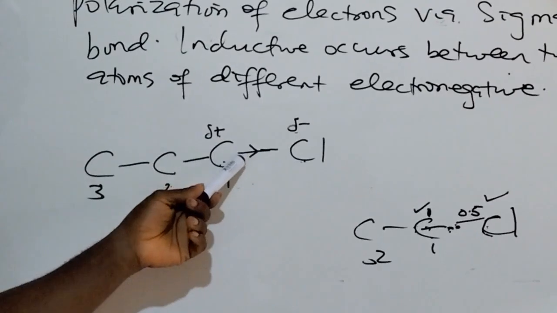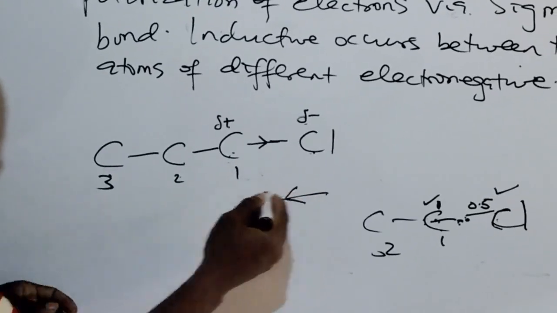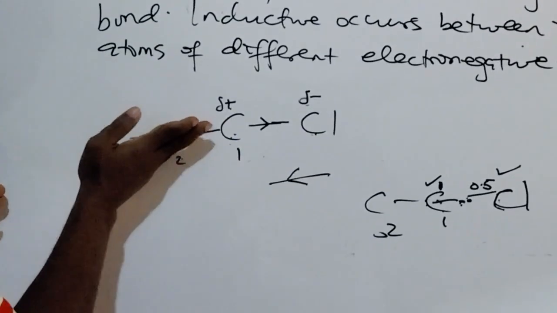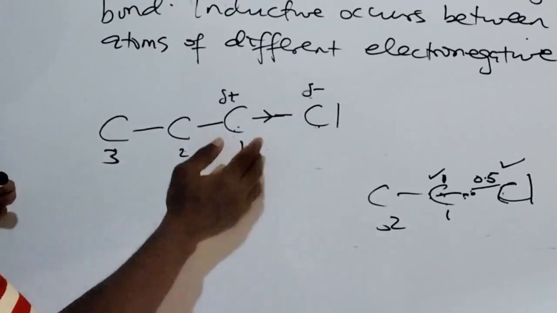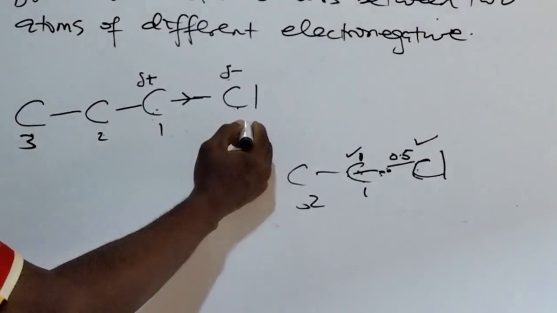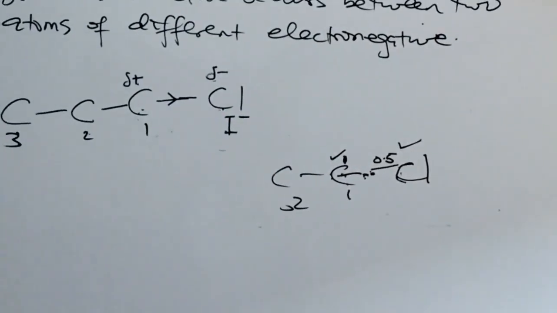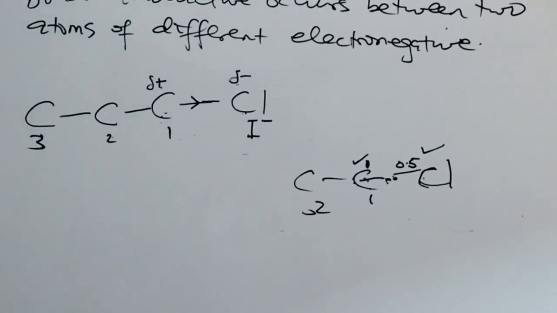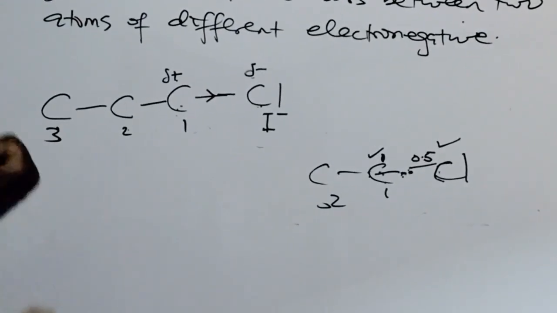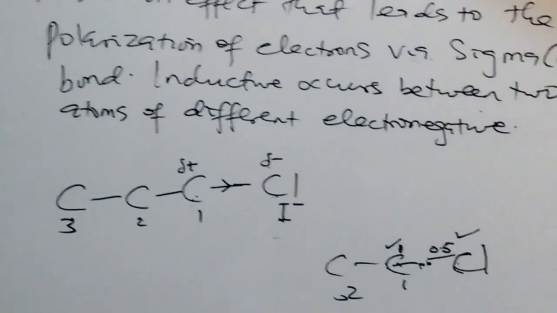That means this arrow shows the electron is moving to chlorine, not the other way around. It's wrong to draw it this way, because it would mean that chlorine is losing electron to carbon. But the arrow pointing toward chlorine means that chlorine is taking the electron away from carbon. So we say that chlorine has a negative inductive effect, I minus, because atoms or groups that tend to pull electrons away from another atom are said to have a negative inductive effect.